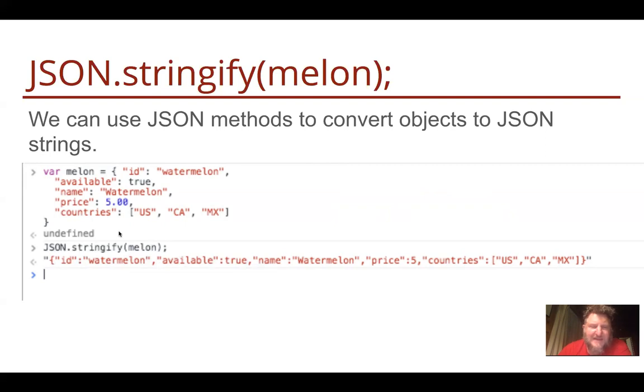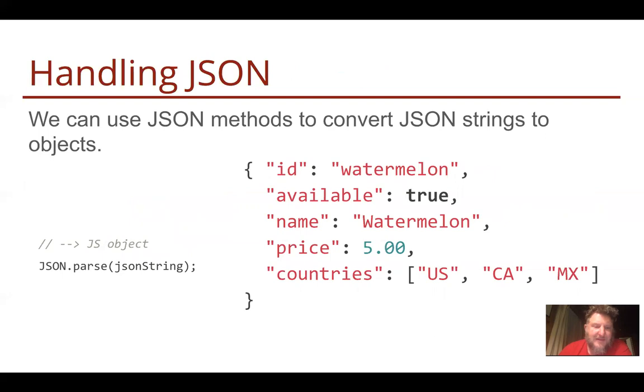Think of that as getting ready to send it across the web, like from an API or something. We can also do the opposite. And this is for us way more common: we'll get a JSON string from an API, and then we'll use JSON parse to turn it into a JSON object, which is useful because then we can look specifically at elements within it.